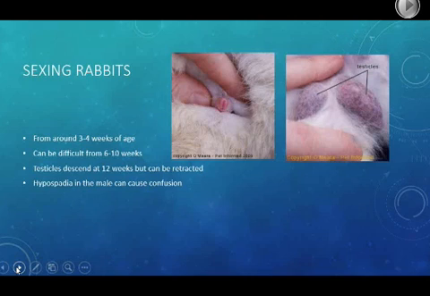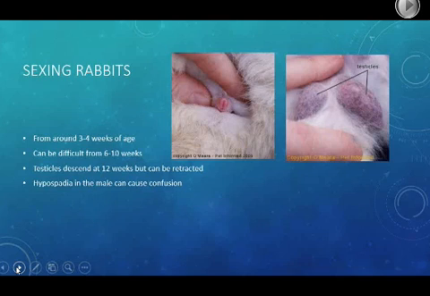And what you're looking at is the perineal area, and you're looking at the genital aperture and its position and shape relative to the anus. In females, the genital aperture is slit-shaped, and in males there's a single pinpoint opening, which is the opening of the urethra at the tip of the penis.